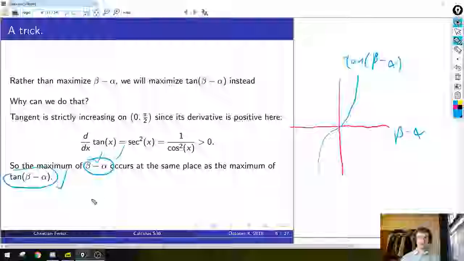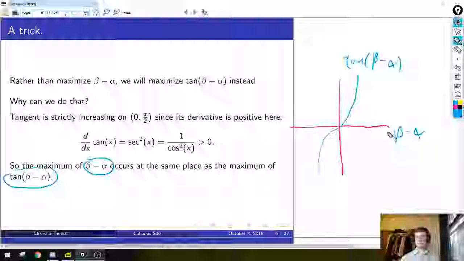So biggest this, biggest that. Instead, we can just optimize the tangent. This is a very useful trick. Often, life is easier if you want to maximize something, and you can cook up a strictly increasing function of that thing, which is easier to maximize, and do that. Anyway, I'll show you how that works.